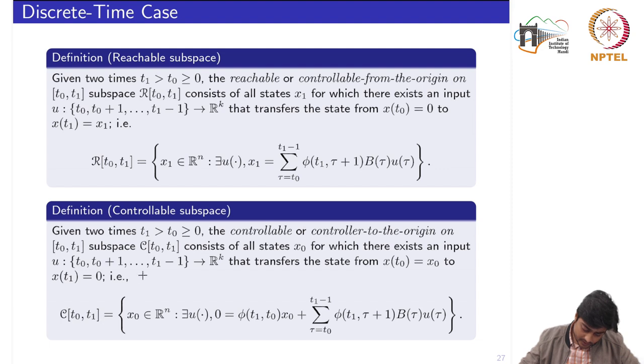In a similar way, we define the controllable subspace, where we want to form a set of all states x0 for which there exists an input u that transfers the state from x0 to the origin. So again there are two concepts. One, from the origin we want to take the state to some values, let's say x1, which would give me the reachable space. For the controllable space, I am looking for all those points starting from where I can reach the origin.